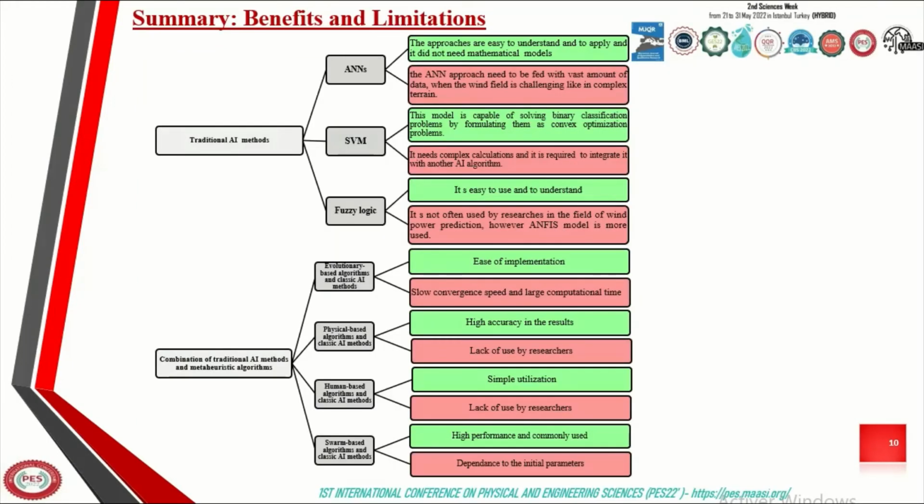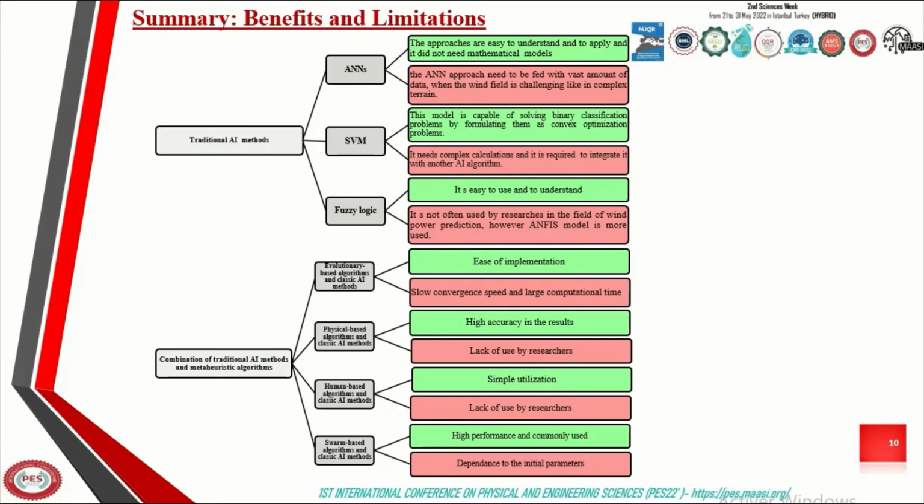There are benefits and limitations of each technique. For artificial neural networks, they are easy to understand and to apply, but they need to be fed with a huge amount of data. SVM is capable of solving binary classification problems, but it needs complex calculations. And fuzzy logic is easy to understand and to use, but it's not often used by researchers.